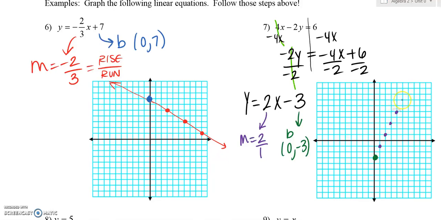Okay, that's pretty good. And then connect your dots the best you can. Give me arrows at the end of those lines here. You should have a straight diagonal line.